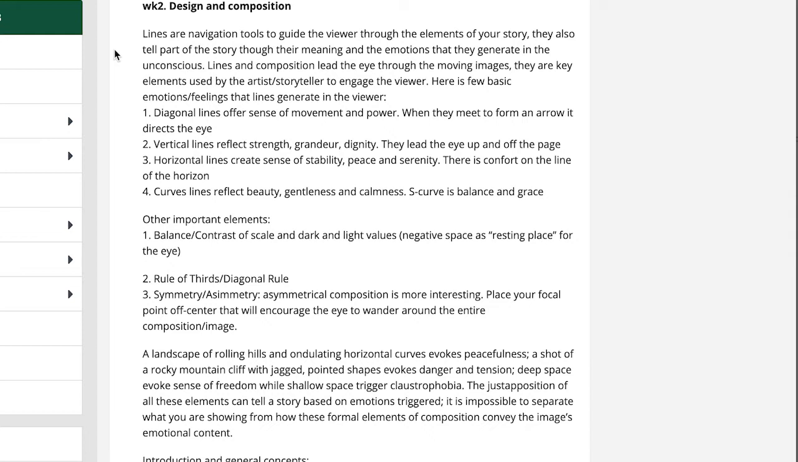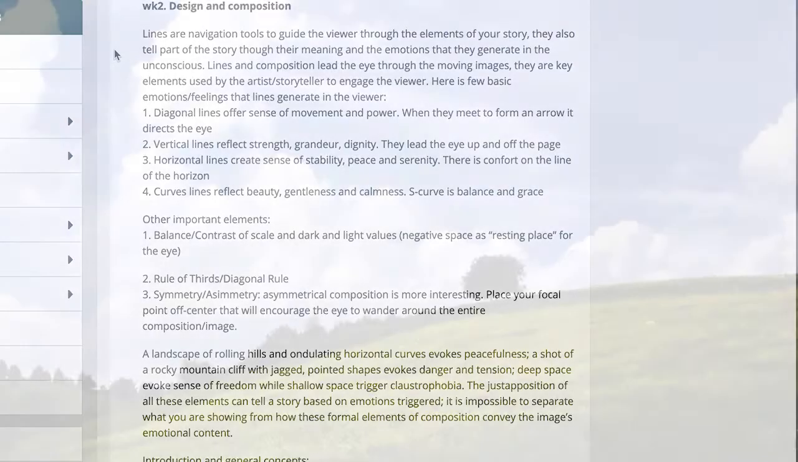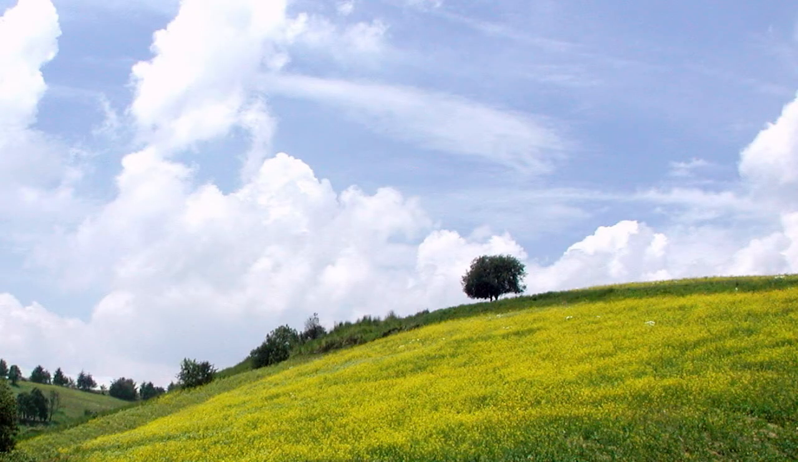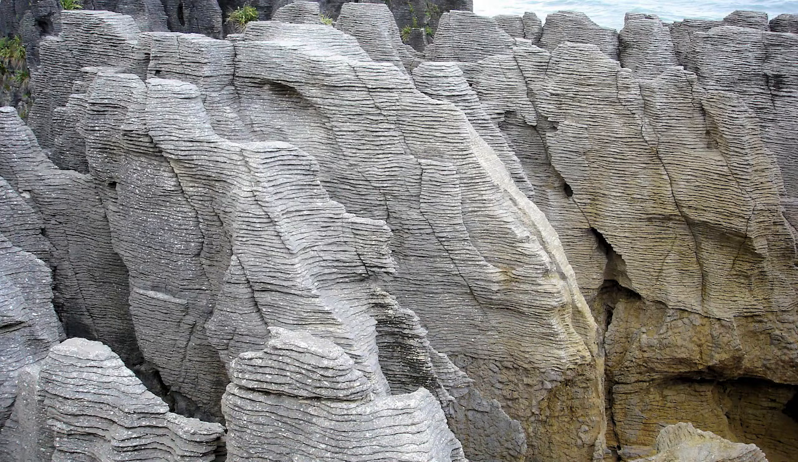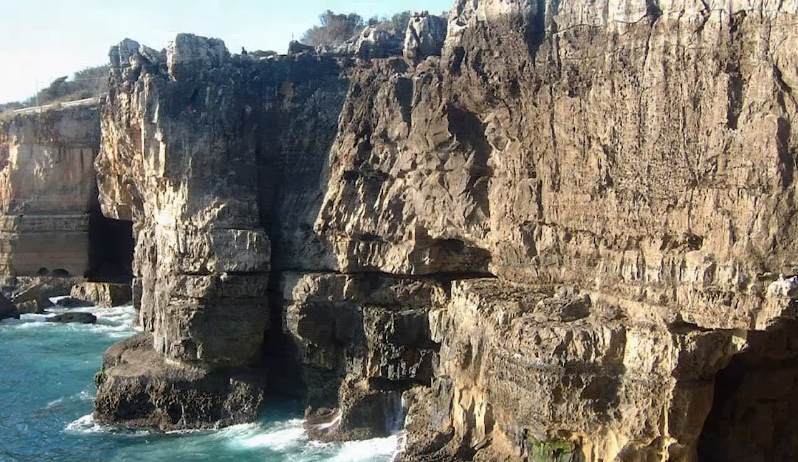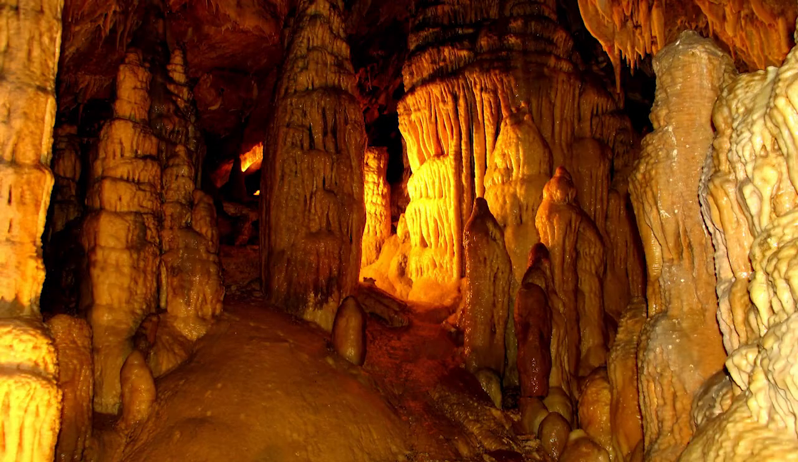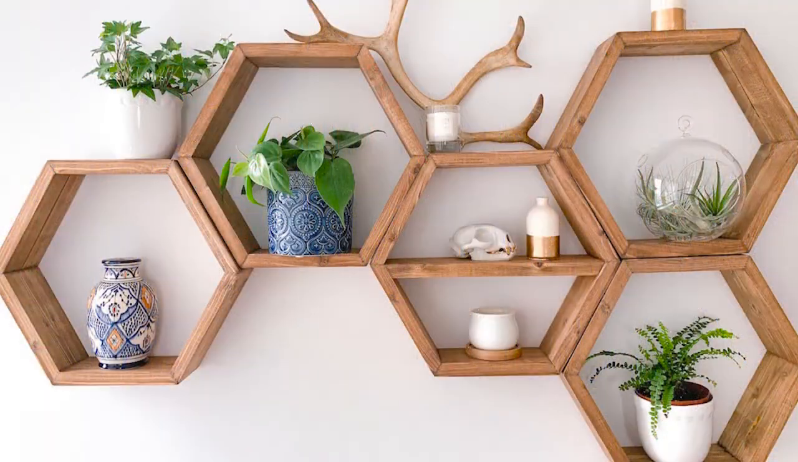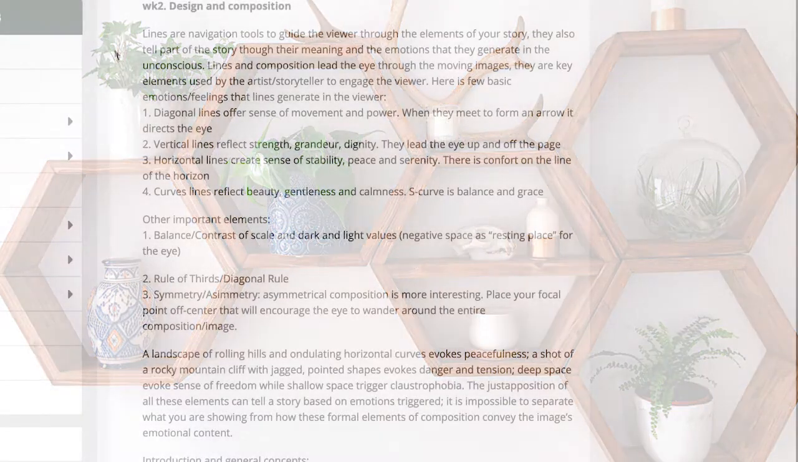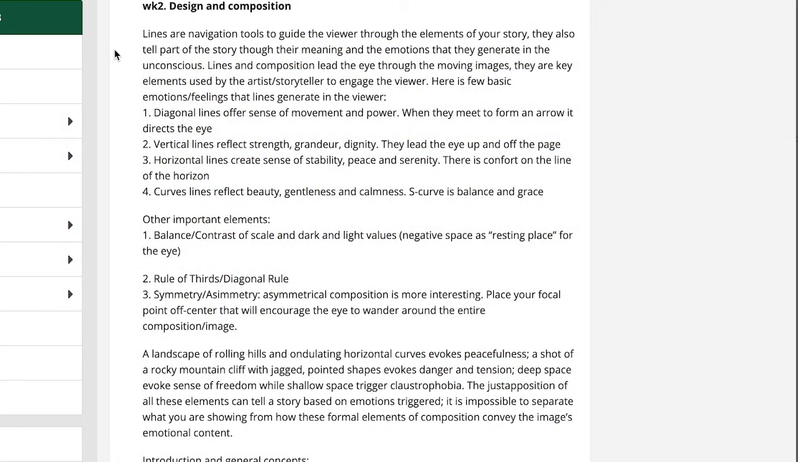And also here I give examples that give you the sense of why lines convey an emotion or convey a psychological mindset. A landscape of rolling hills and undulating horizontal curves evokes peacefulness. A shot of a rocky mountain cliff with jagged, pointed shapes evokes danger and tension. Deep space evokes a sense of freedom, while shallow space triggers claustrophobia. The juxtaposition of all these elements can tell a story based on emotion triggers.